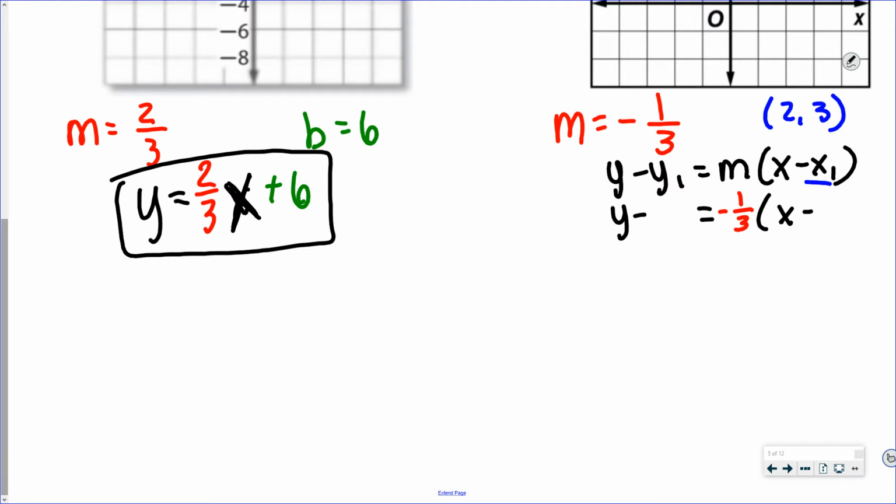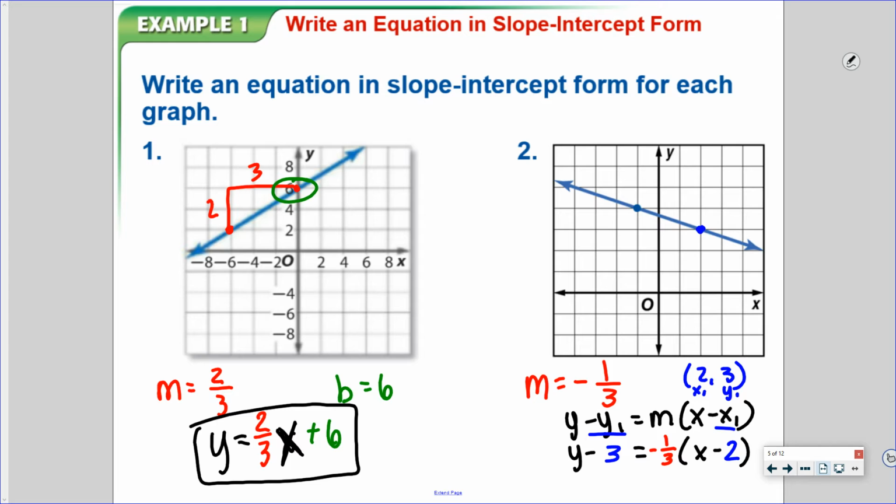And then this x1, y1 represents any point on your line. So the x-coordinate of the point that I picked is 2, and the y-coordinate of the point that I picked is 3. Now careful, make sure you plug it into your equation correctly. You want to put the y-coordinate by the y, the x-coordinate by the x. Okay, so I have to use this point-slope form.